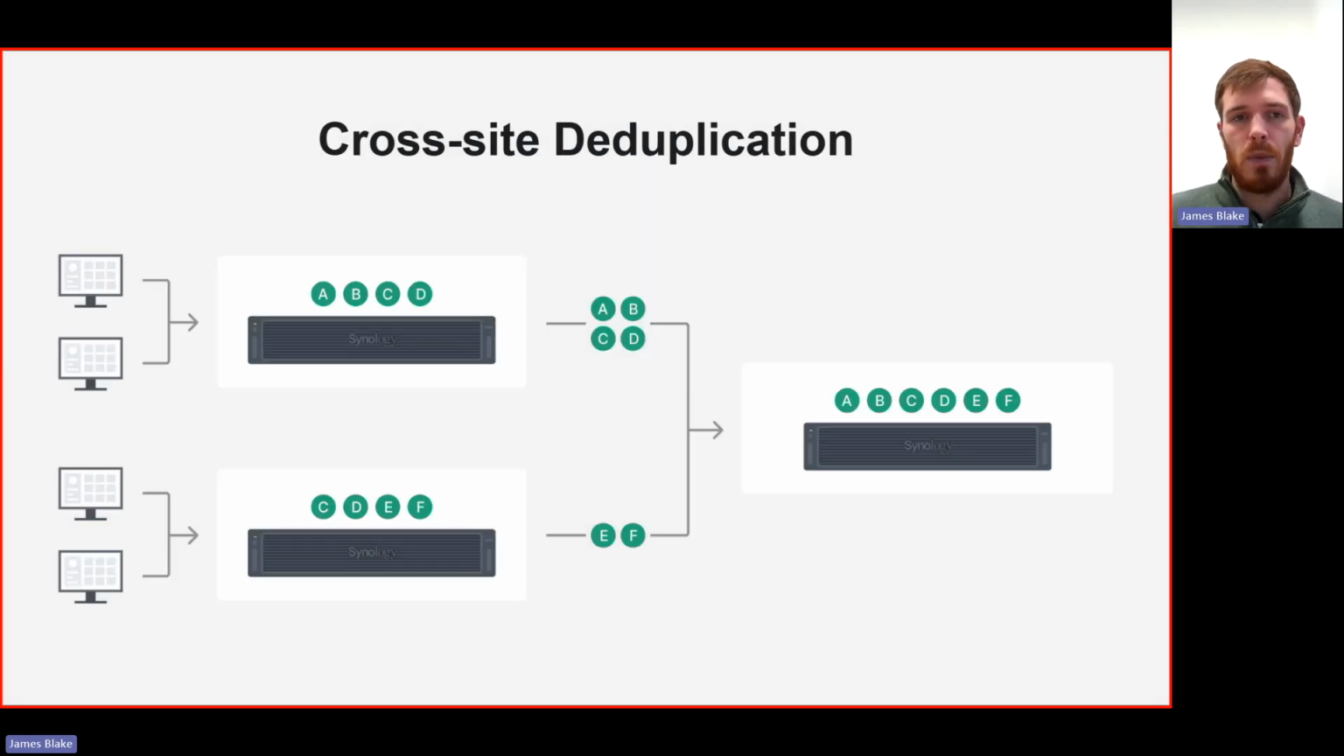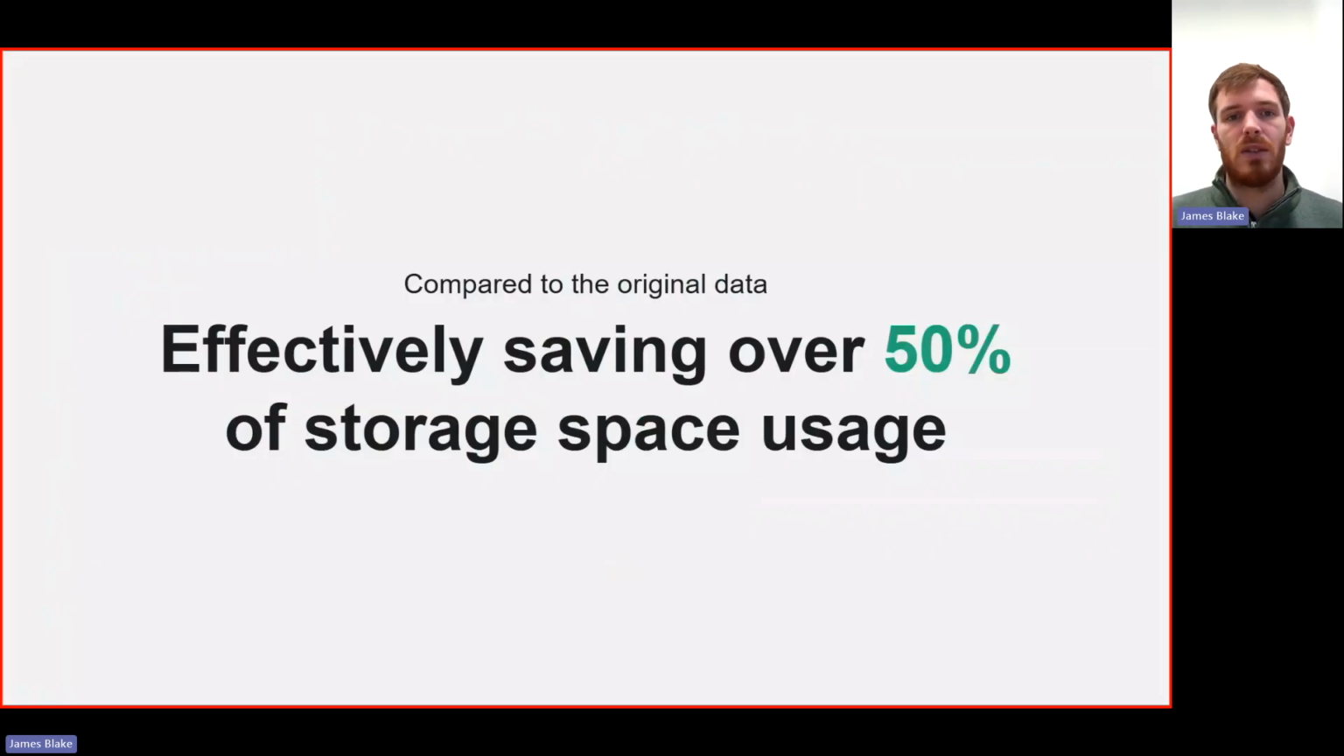It doesn't just stop there, though. We've also got cross-site deduplication, meaning that not only are we cutting down the amount of data being transferred on the local site, but also across the internet to multiple other sites. And this allows us to effectively save over 50% of the storage space across the whole solution.